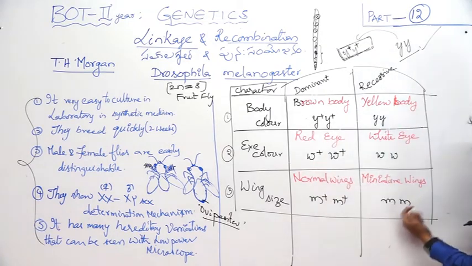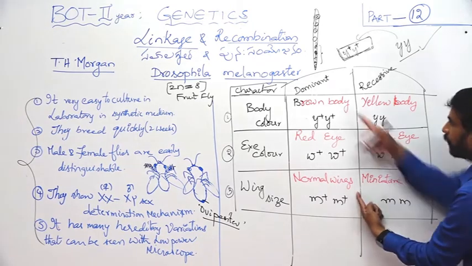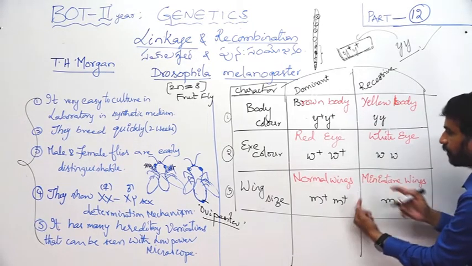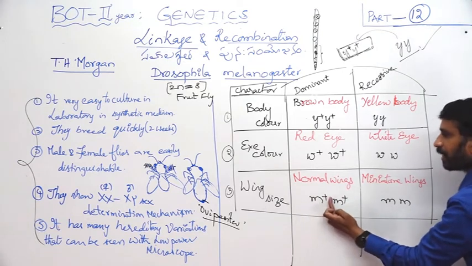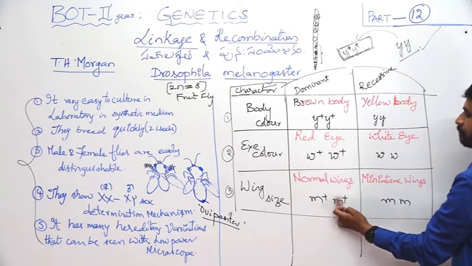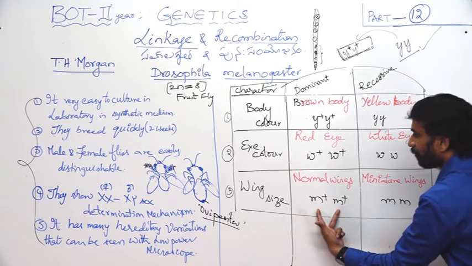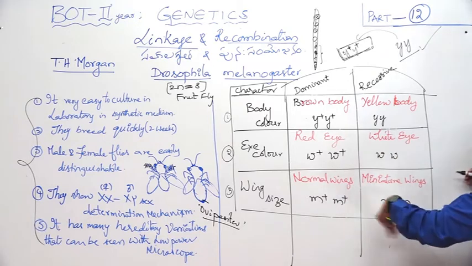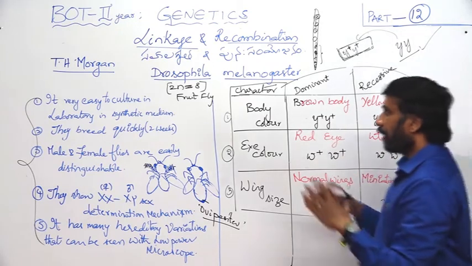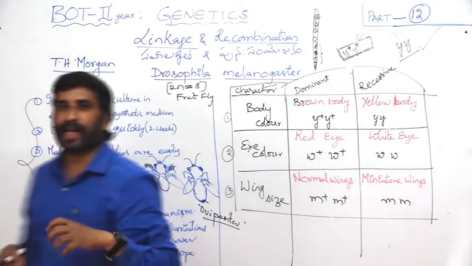So here miniature wings, small m. So the dominant is the normal wings. So you have to represent the normal wings with again the small letter m, but with the superscript plus. So that represents the dominant nature, as well as these two alleles being the wild. So these are the characters selected by Morgan for his dihybrid cross.